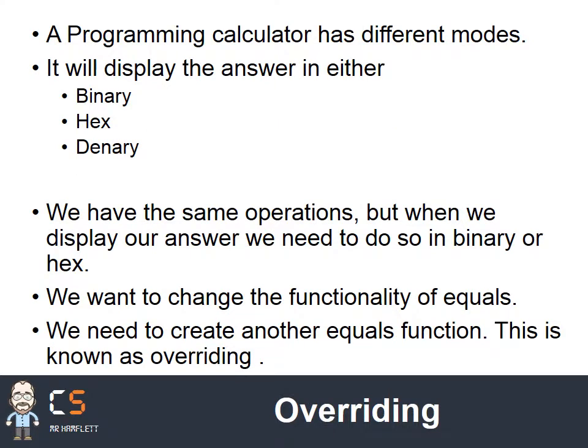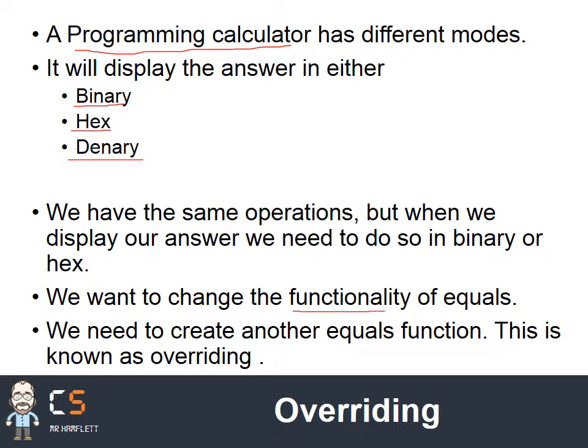If I inherit a method, it will become available. However, sometimes I might not always want to use every single method, or maybe I want to change it in such a way that I can adapt it and add new features to it. Consider a programming calculator. Programming calculators work the same way as normal calculators do. However, we can display the results in binary, hex, or just normal numbers. So it has the same operations, but when we display our answer, we want to do it in a different way. So we need to be able to change the equals method to either display in denary, hexadecimal, or binary.